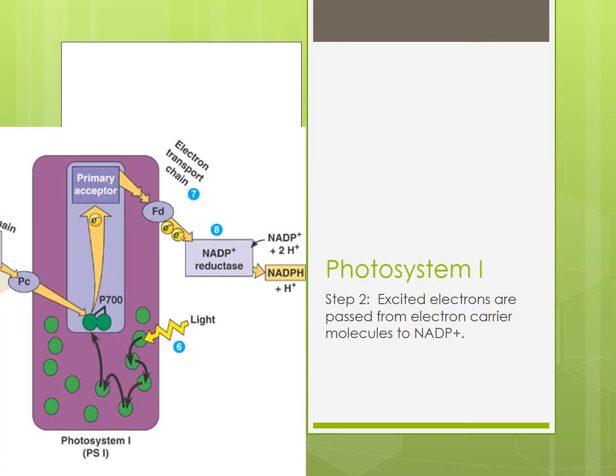That excited electron passes from that electron carrier molecule, from this light harvesting complex, to NADP. This is a protein. A protein is just a big molecule, though. It's a macromolecule. So NADP is going to be converted into NADPH.